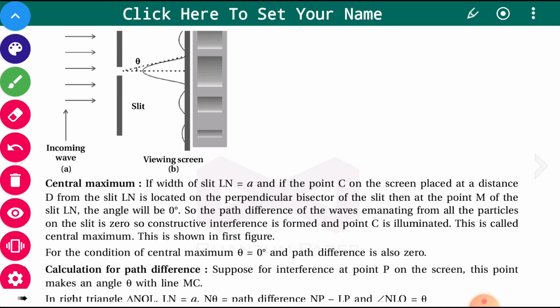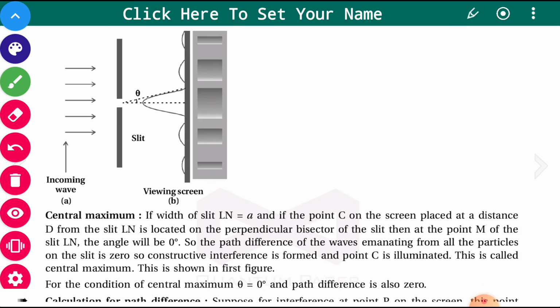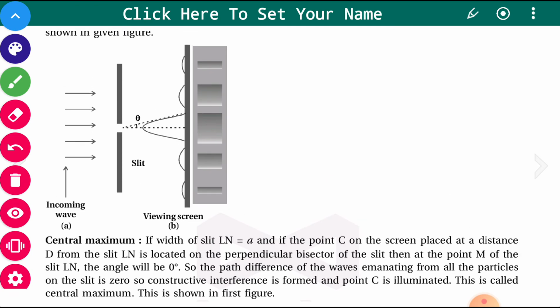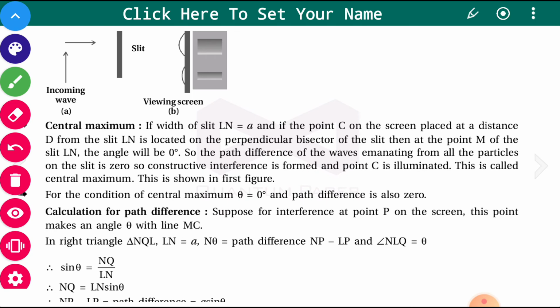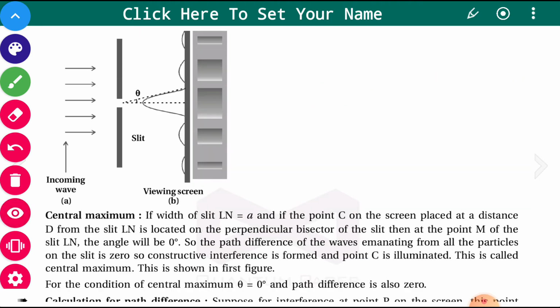Now we talk about the central maximum. Central maximum means the point at which we get the maximum intensity. Now consider the width of the slit LN, taken as width equal to a, and the point C on the screen placed at the distance capital D from the slit LN.